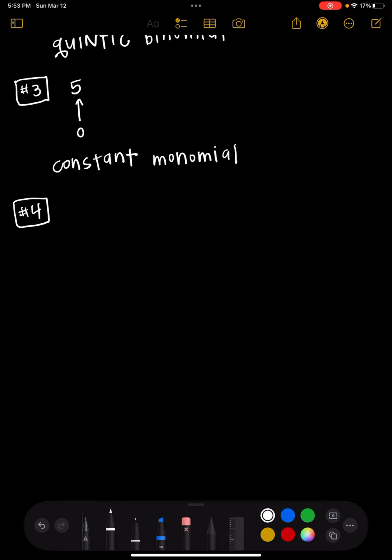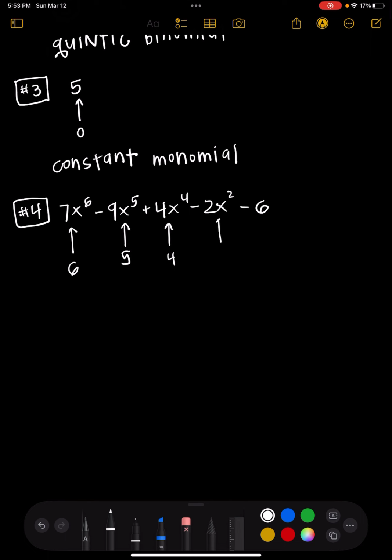For this fourth example, we have 7x to the 6th minus 9x to the 5th plus 4x to the 4th minus 2x squared minus 6. So once again, let's go through all of these chunks and look at the highest exponent. So for this first one, the exponent is 6. And then the second one, the exponent is 5. Then we've got a 4 for this guy and a 2 for this guy. And then this guy doesn't have an x or an exponent, so this guy's 0.